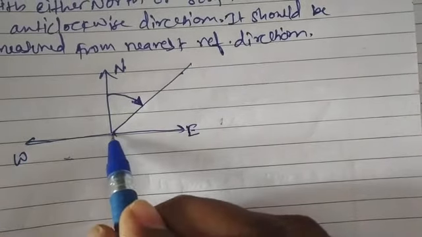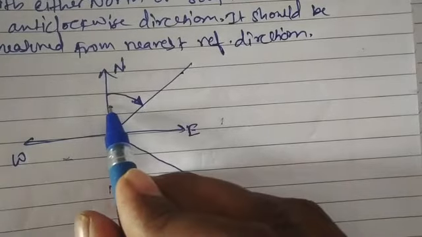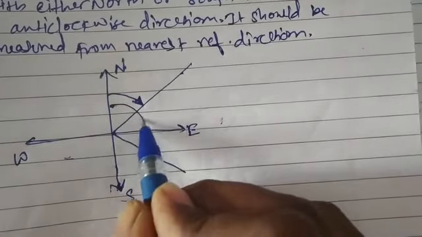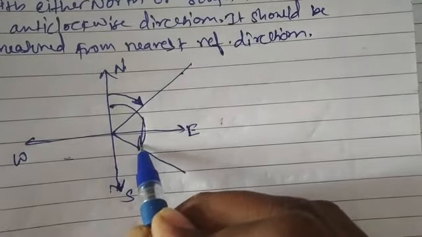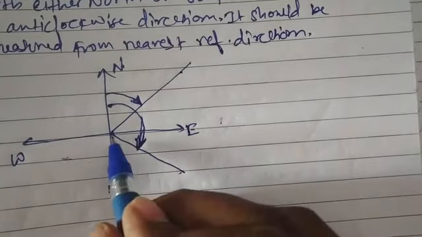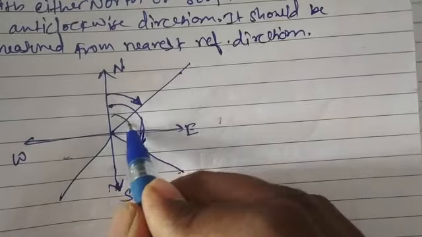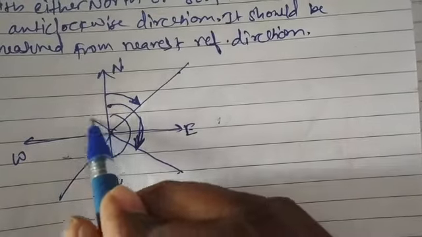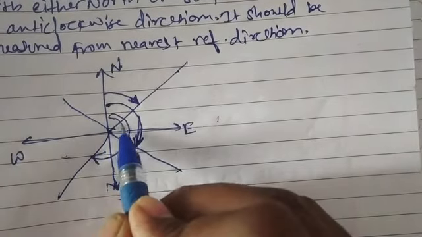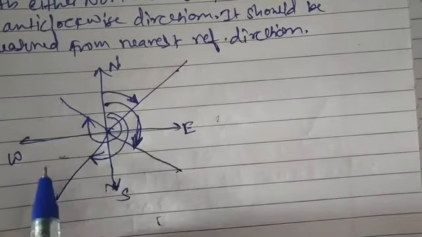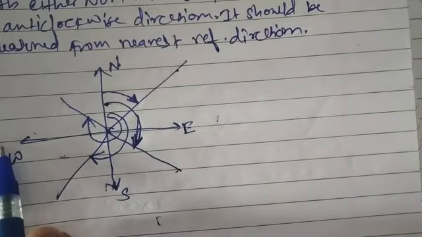If the line lies in second quadrant, then the bearing starting from north, which will end at this line, will be the whole circle bearing for this line. If the line lies in third quadrant, then this will be the bearing for the line. If the line lies in fourth quadrant, then this will be the bearing for the fourth line. So this is how we'll measure the whole circle bearing of any line.